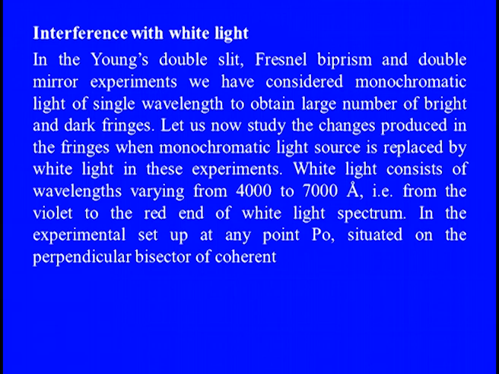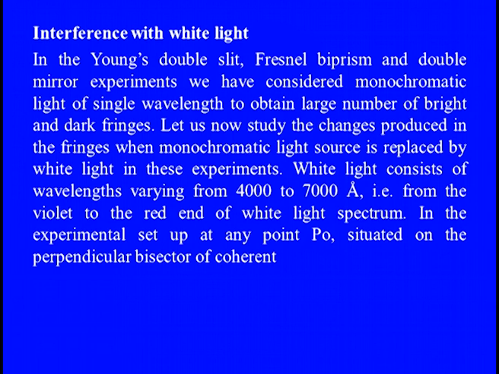So, now I will discuss interference with white light. Earlier, in Young's double slit, Fresnel biprism and double mirror experiments, we considered monochromatic light of single wavelength to obtain a large number of bright and dark fringes. Let us now study the changes produced in the fringes when the monochromatic light source is replaced by white light in these experiments. White light consists of wavelengths varying from 4000 to 7000 angstrom, that is, from the violet to the red end of the white light spectrum.